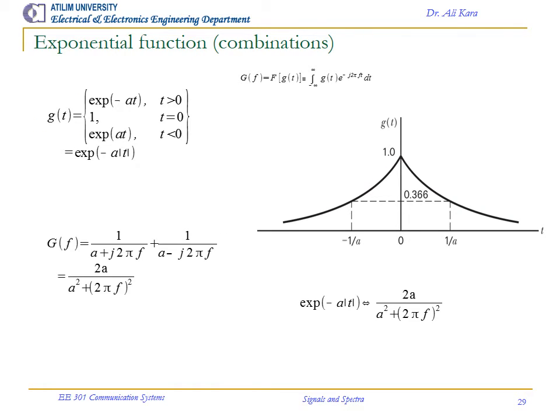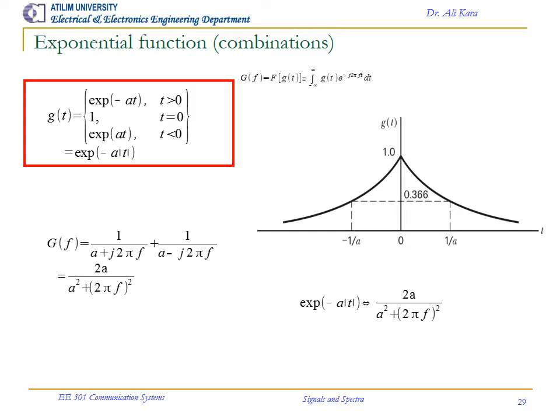Exponential function. Combinations. Remember, from previous slides, how we define two different exponential functions. One is the rising exponential for negative x-axis, and the other is decaying exponential for positive x-axis. Now we can combine those two and get a compact form of an exponential function.